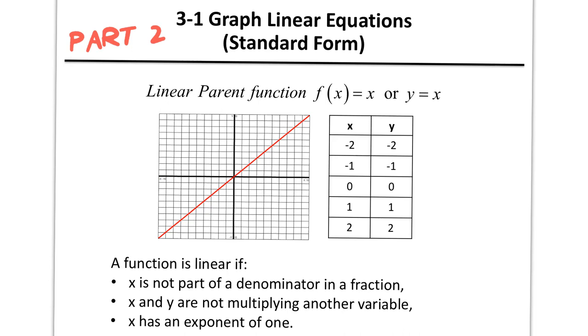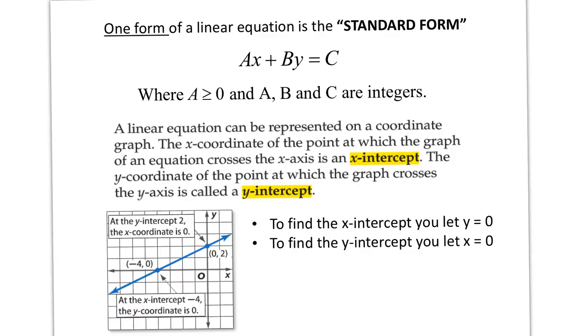This video is going to show you when a linear function is in standard form and how to graph it when it is in standard form. Let's go ahead and understand what standard form is. Here it says one form of a linear equation is standard form. There are actually three different forms that you are going to learn. This is the first one, standard form. The second one is called slope-intercept form, and the third one is called point-slope form. Little by little, I'm going to show you each form. But let's understand standard form.